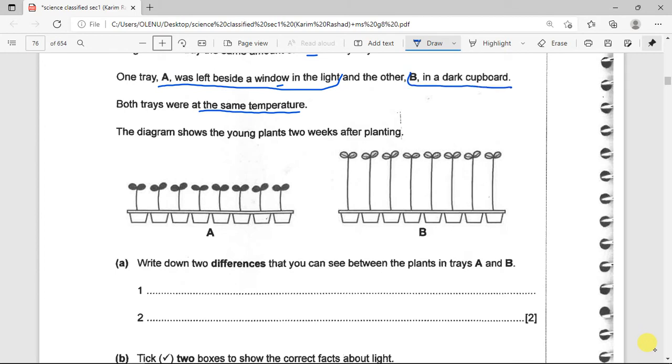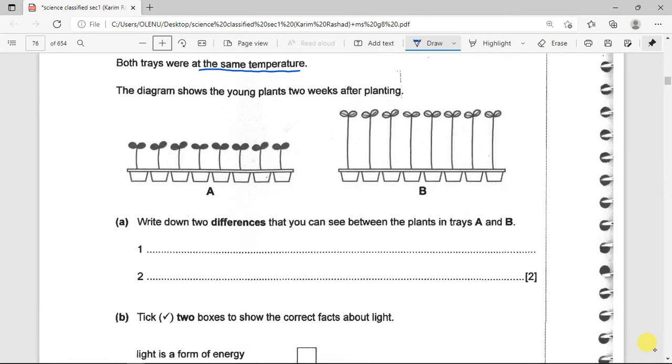Now, the diagram shows the young plant 2 weeks later. Write down two differences that can be seen between the plant in tray A and that of tray B. You find out that B is larger. That's one answer. Another major answer is B has paler leaves. If you look at the leaves, this is darker, this is pale, because it's in the dark cupboard.